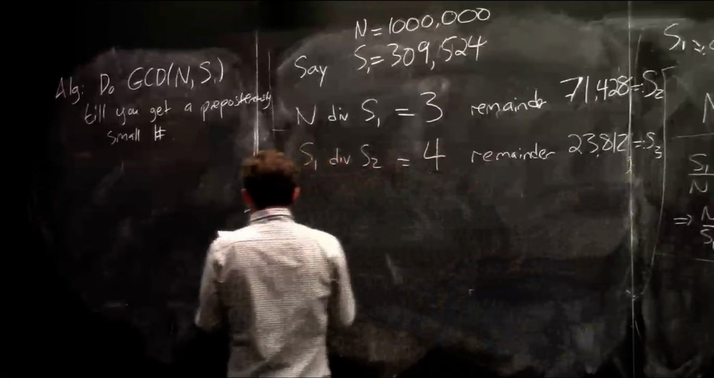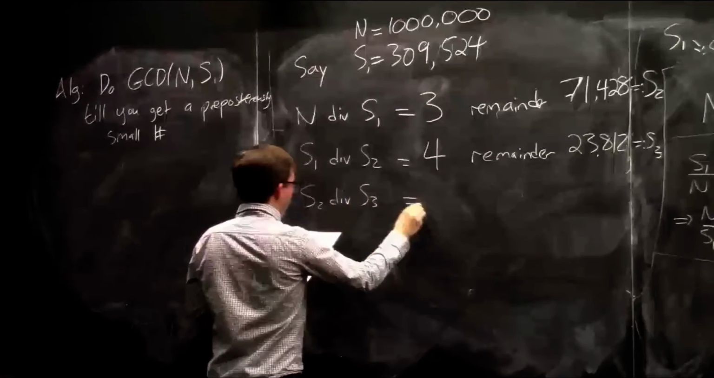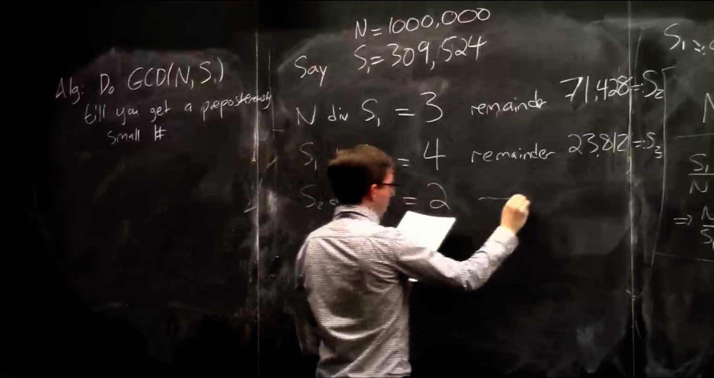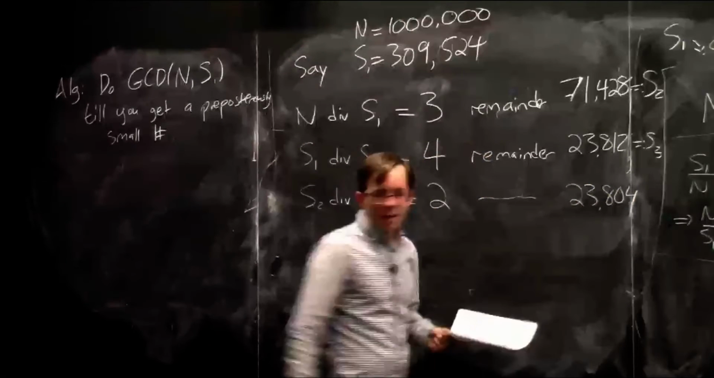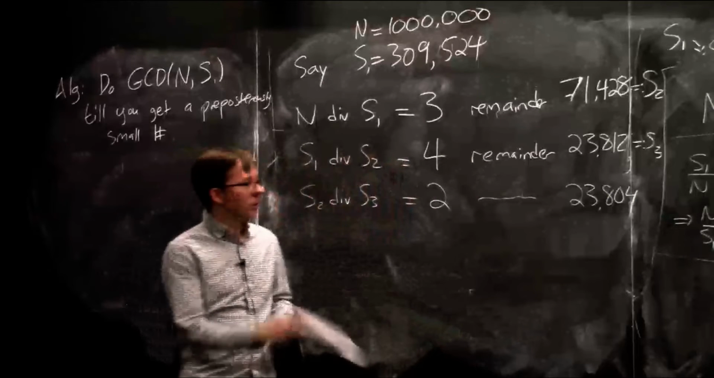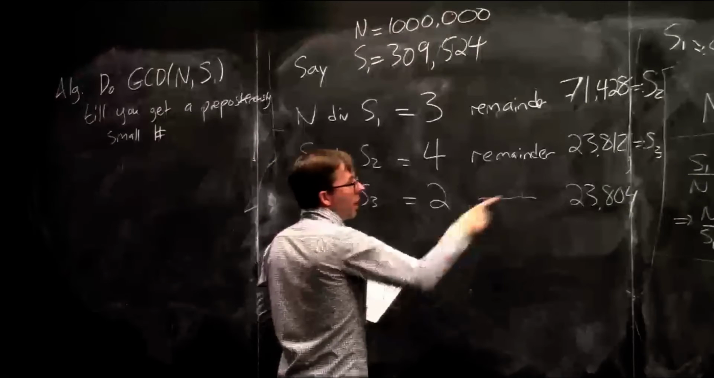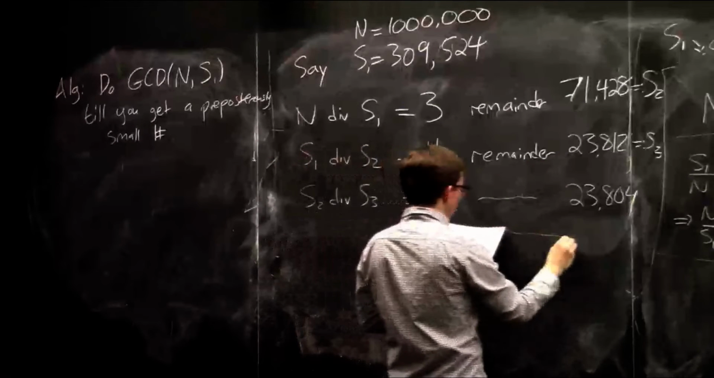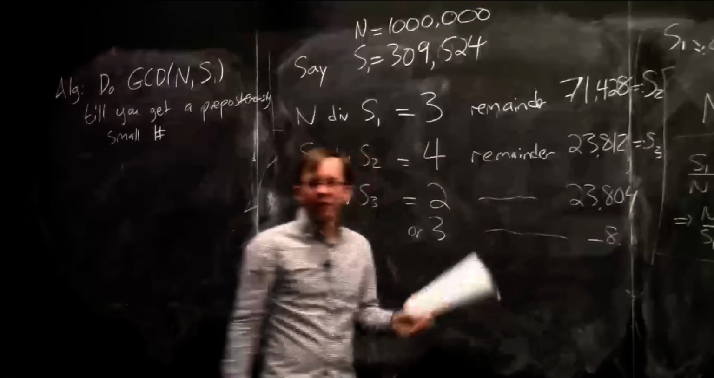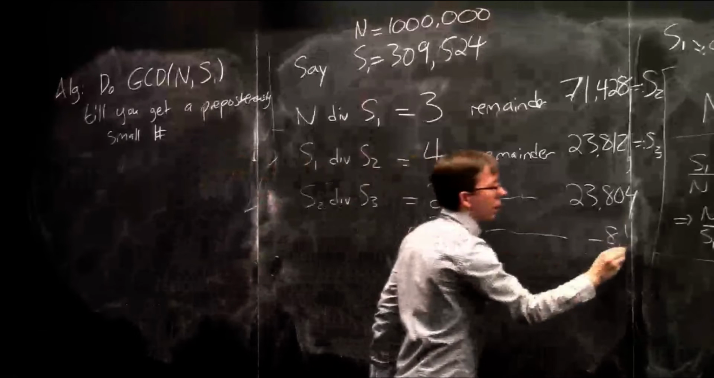We do S2 div S3. That's 2. Remainder 23,804. Again, the suspicious thing has actually happened, right? If we do our remainders between minus half of this and plus half of this, we would say this is 3. Remainder -8, which is comically small. And now we'll do this little trick here.